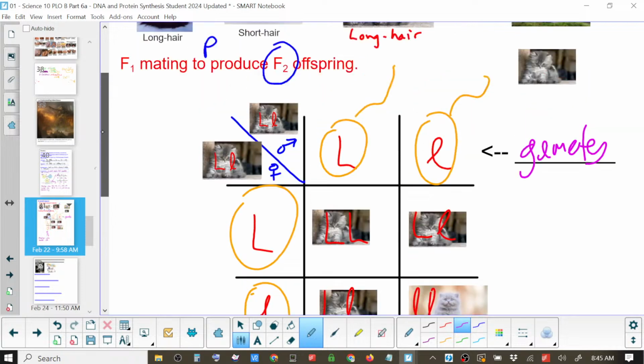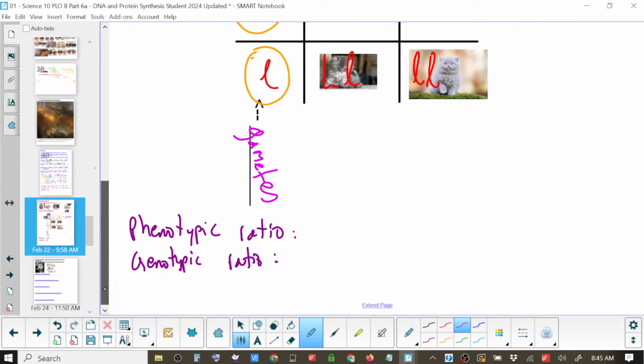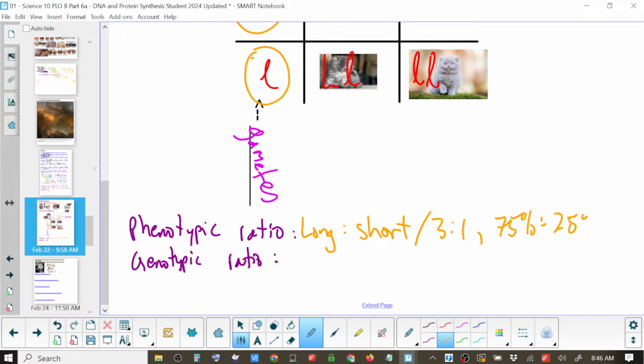Now, again, breeders, we have a trait we want. So we take the children and mate them together. Some of them will die, but that is a risk we are willing to take. Phenotypic ratio, we're going to get long hair to short. So phenotype, everybody had 3 to 1, 75%, 25%.